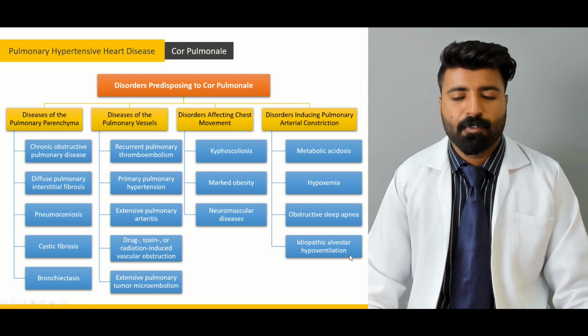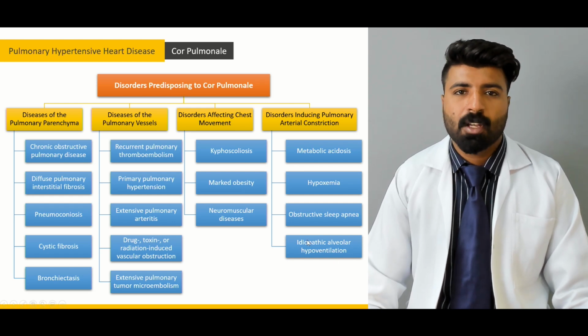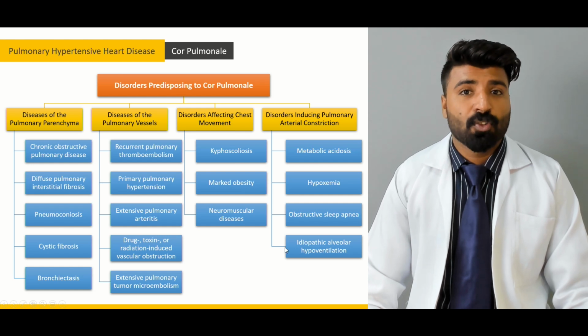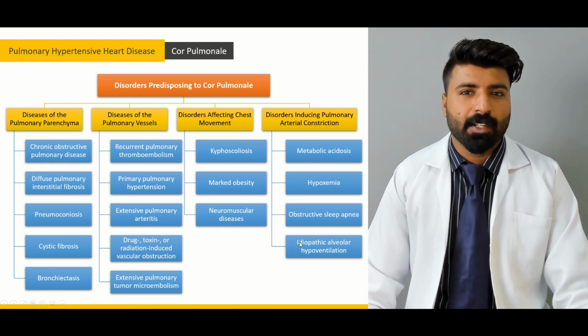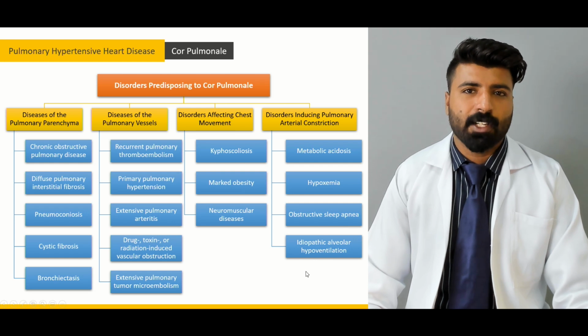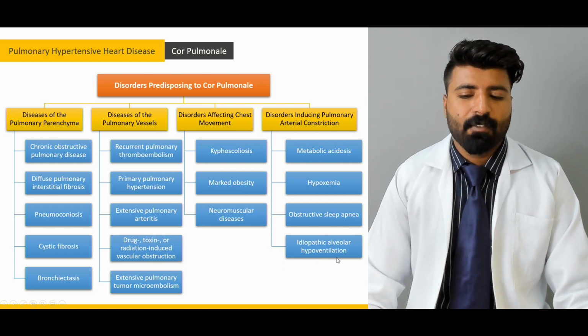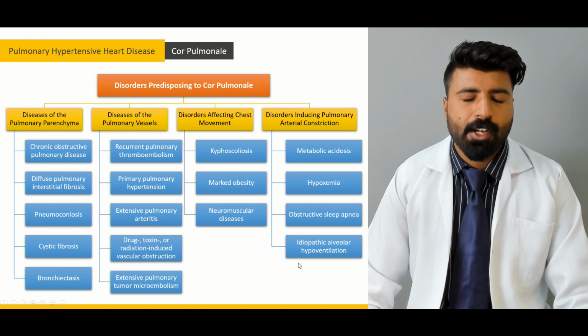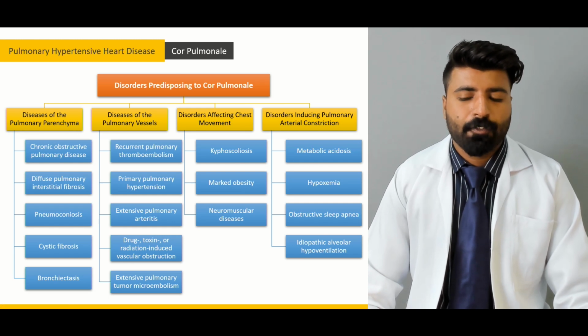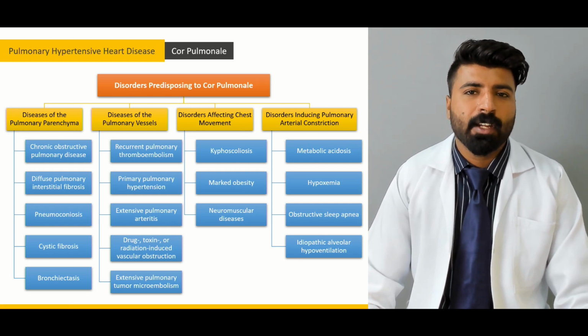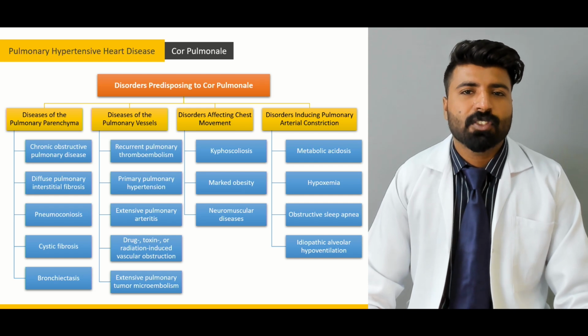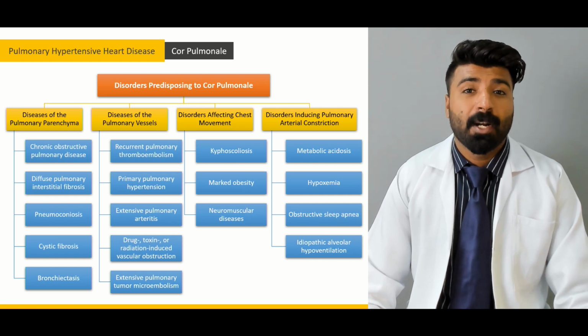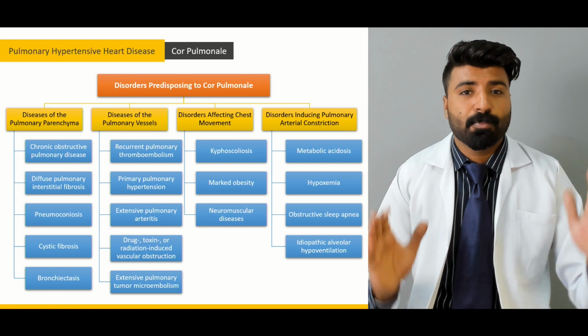Idiopathic alveolar hypoventilation. Idiopathic means we don't know the reason for it. There's no cause of it, there's no pathology behind it. Alveolar hypoventilation: if the alveolar level is hypoventilated because of idiopathic reasons, it's not having enough oxygen. If it's not having enough oxygen, the blood is not getting enough oxygen.